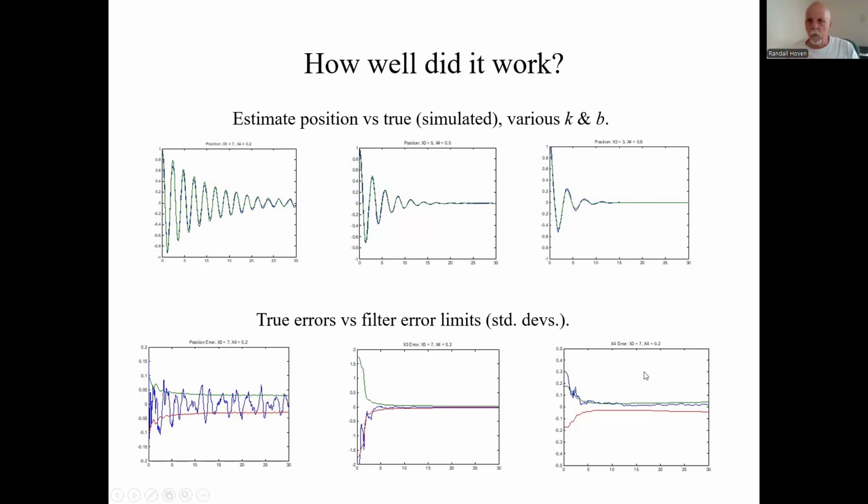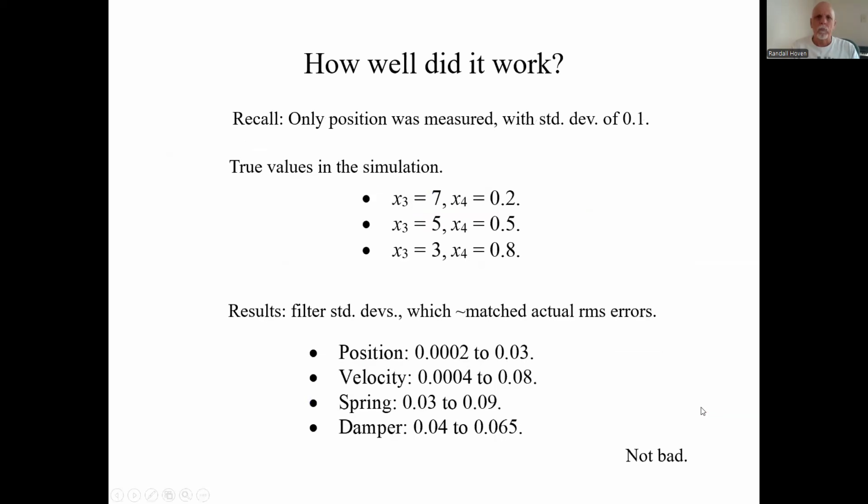And here's for those parameter states, x3, which I think was spring constant, and x4, which was your damper constant, and their error covariances. We put zero process noise on this state, so the confidence interval is going to keep shrinking to nothing. It might not be a good thing. It looks pretty good here. And this looks pretty good as well on the damper constant.